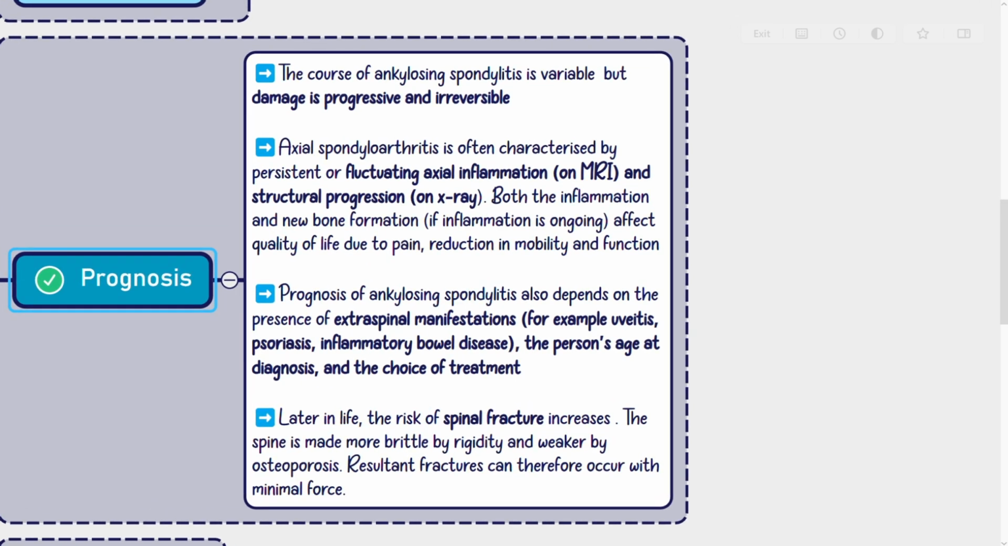Prognosis. The course of ankylosing spondylitis is variable, but damage is progressive and irreversible. Axial spondyloarthritis is often characterized by persistent or fluctuating axial inflammation on MRI and structural progression on X-ray. Both the inflammation and new bone formation, if inflammation is ongoing, affect quality of life due to pain, reduction in mobility and function. Prognosis of ankylosing spondylitis also depends on the presence of extraspinal manifestations, for example uveitis, psoriasis, inflammatory bowel disease, the person's age at diagnosis, and the choice of treatment.